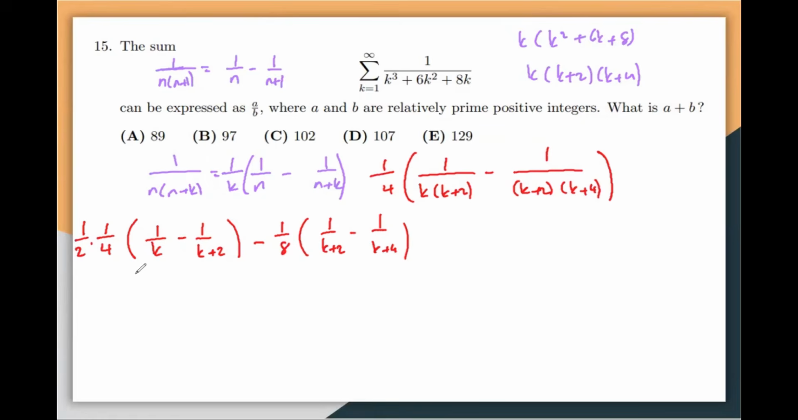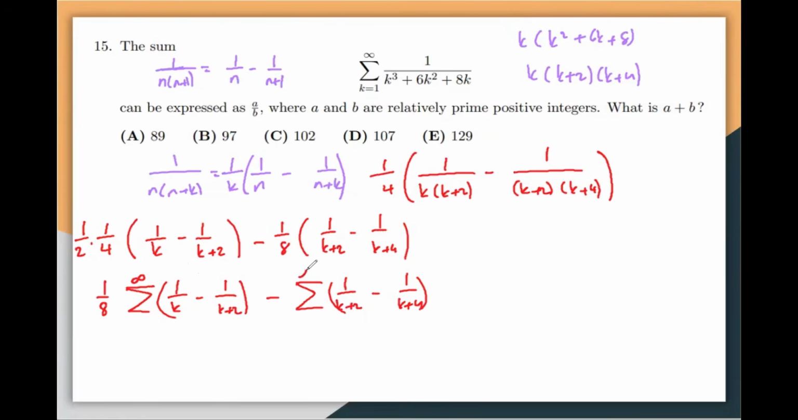Okay, so then I just want to take the 1 over 8 out of the sum notation, so I can deal with that later. When you write this as the difference of these two, you get 1 over k minus 1 over k plus 2, and then minus 1 over k plus 2 minus 1 over k plus 4. Again, it's starting at 1 and going all the way to infinity, so I can just write those.